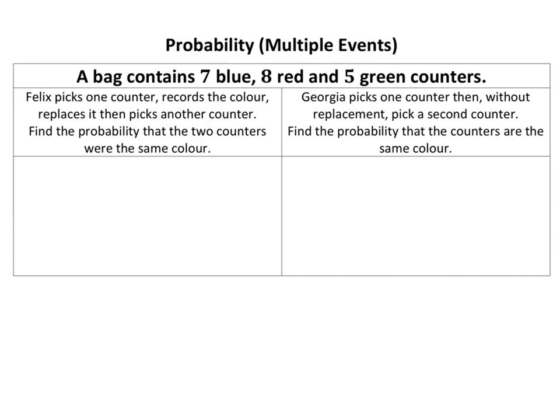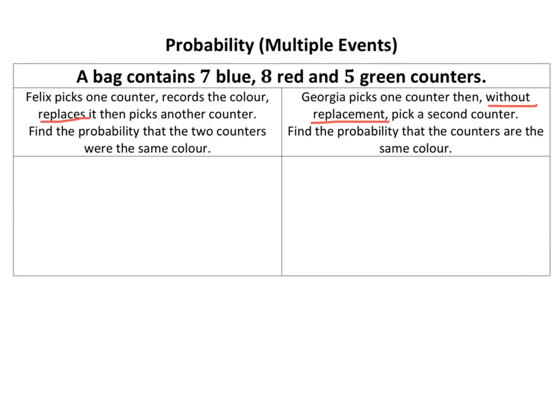So what I would do here is, it says Felix picks one counter, records the colour, replaces. Now, this sort of language, and the second one says without replacement. Replaces, then picks another counter. Find the probability that the two counters were the same colour.